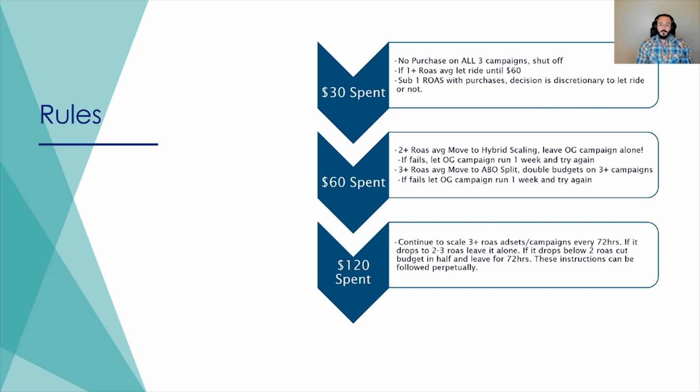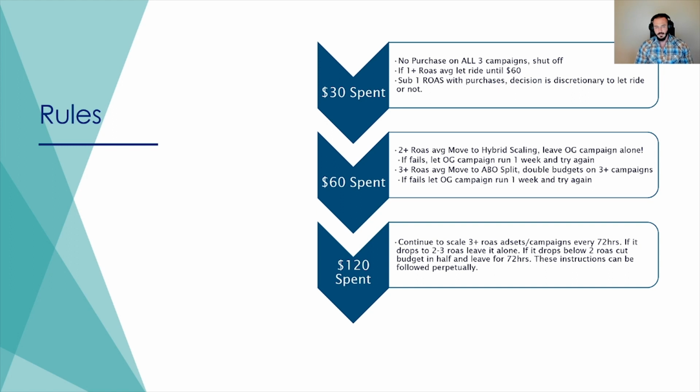If it's below a 1 ROAS, say a couple of purchases came in, and it's below a 1 ROAS, this is up to your discretion on how risky you want to be. It may or may not optimize. It may end up in a position where you could move into a weaker hybrid scaling situation.